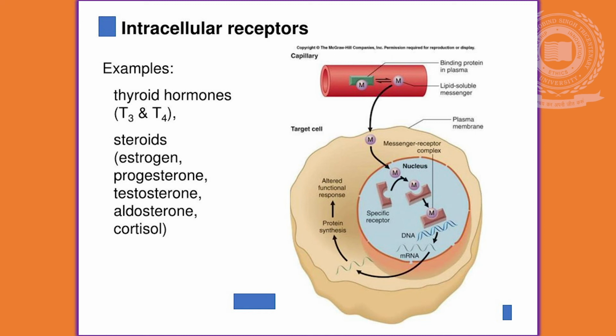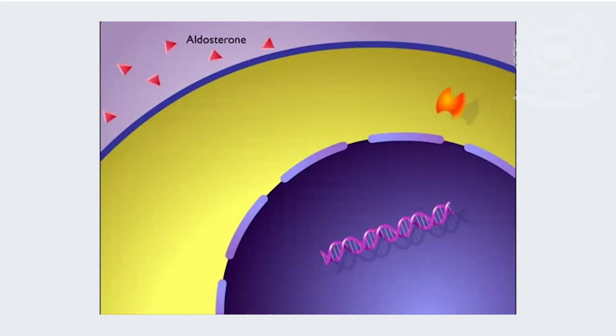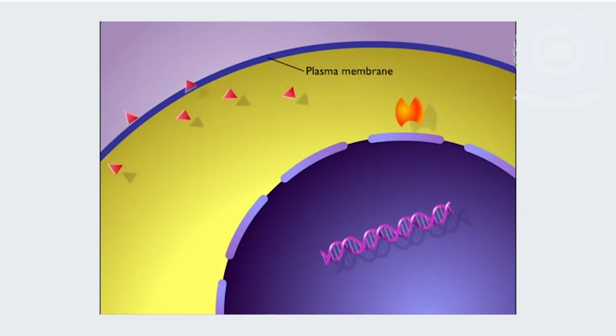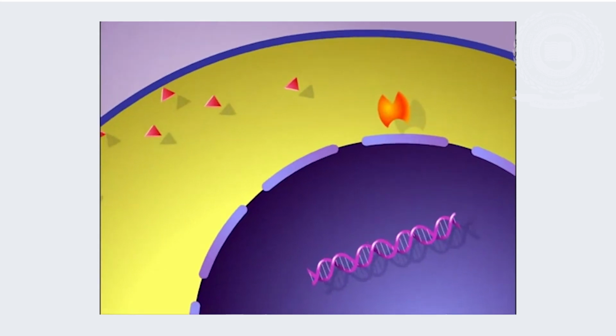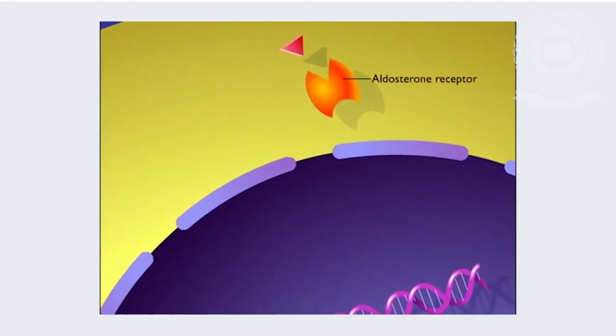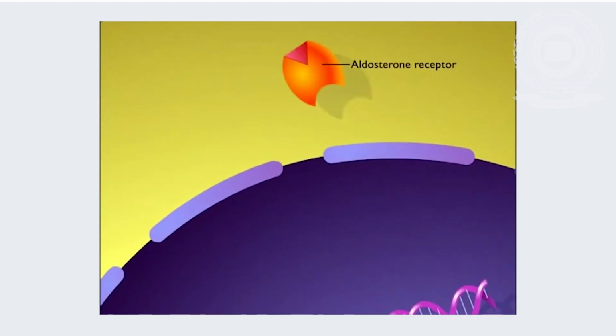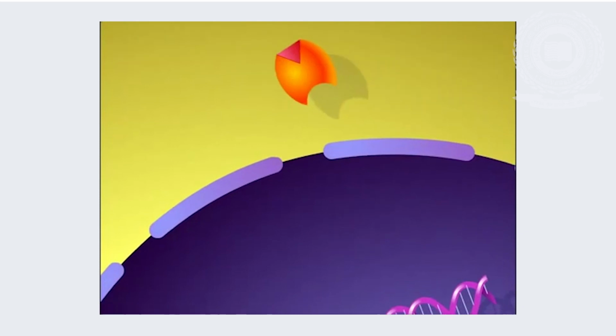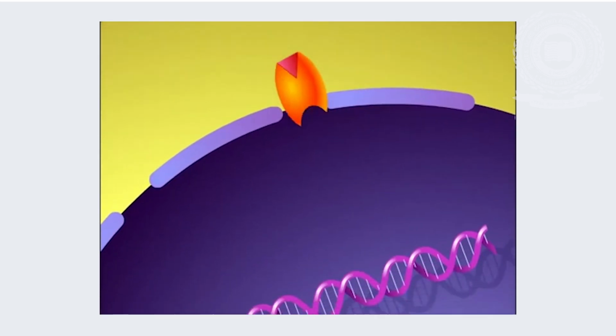In this case, the ligand needs to be lipophilic so that it can diffuse through the lipid bilayer membrane into the cytoplasm of the cell. Aldosterone is a lipid soluble hormone that can easily diffuse through the plasma membrane inside the cell. Aldosterone binds with an aldosterone receptor molecule in the cytoplasm. The aldosterone receptor complex moves into the nucleus and binds to DNA.